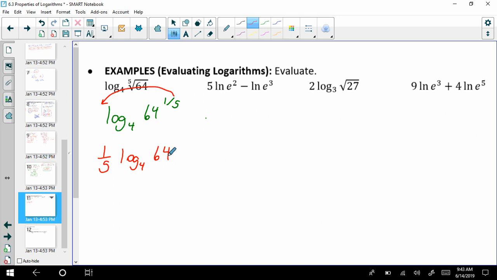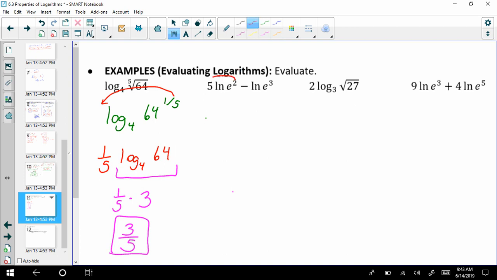And by doing that, if we focus now just on the log part, that's asking 4 to what power is 64? Well, that's 3, but I still have this 1/5, so they multiply together. So this final answer is 3/5.